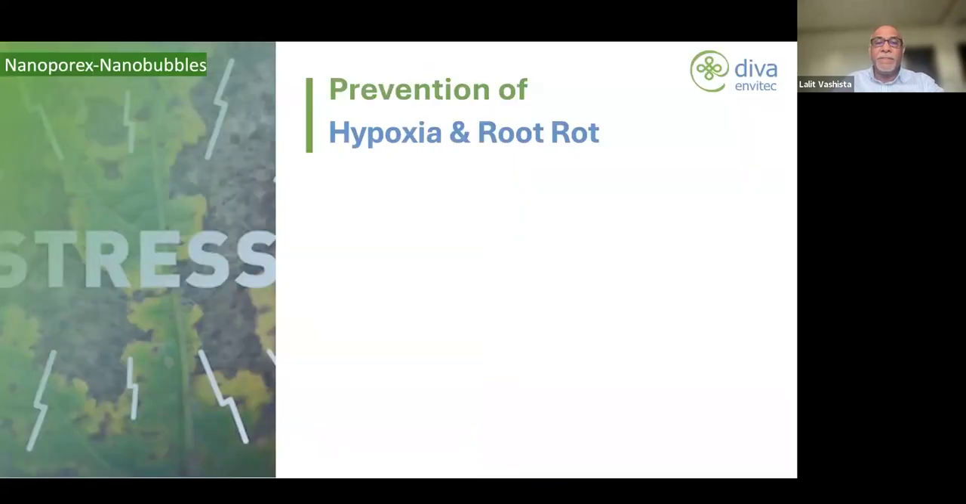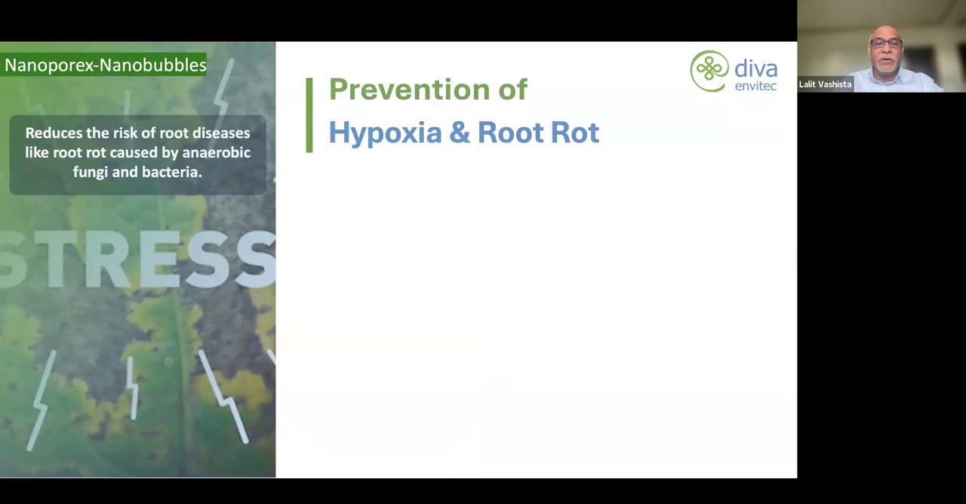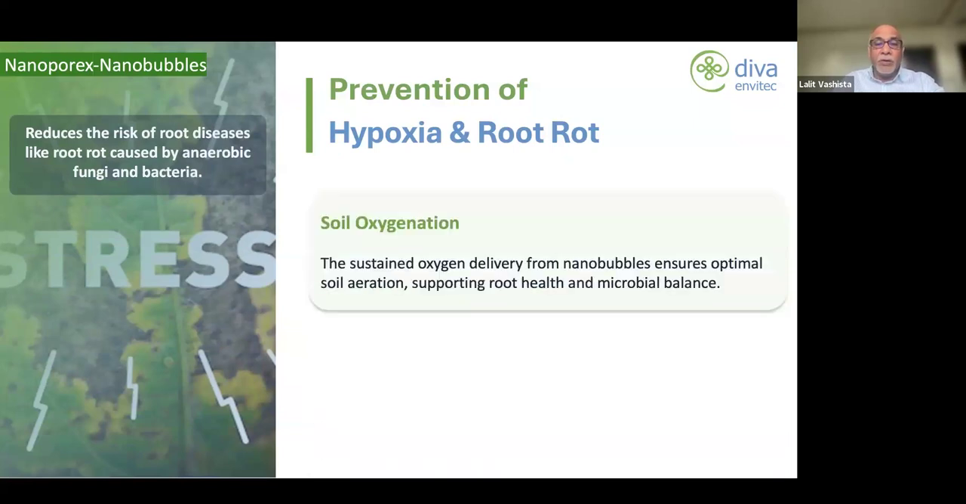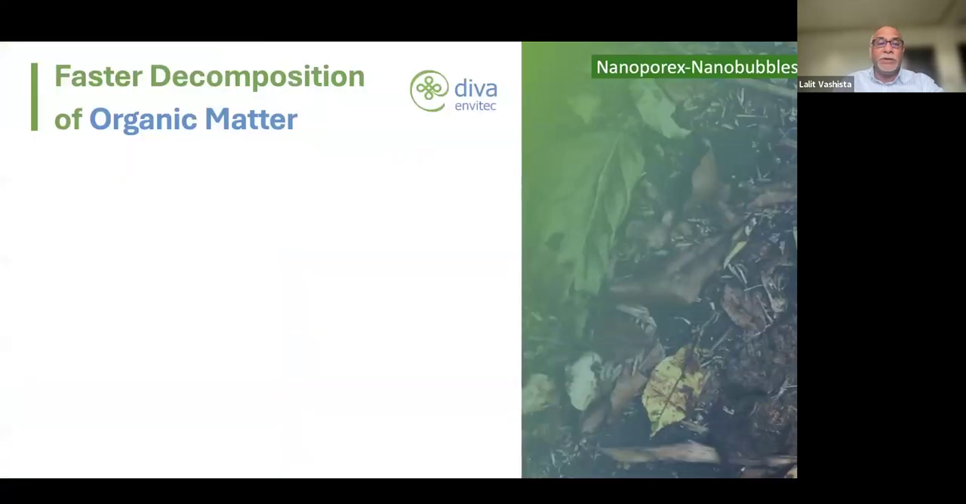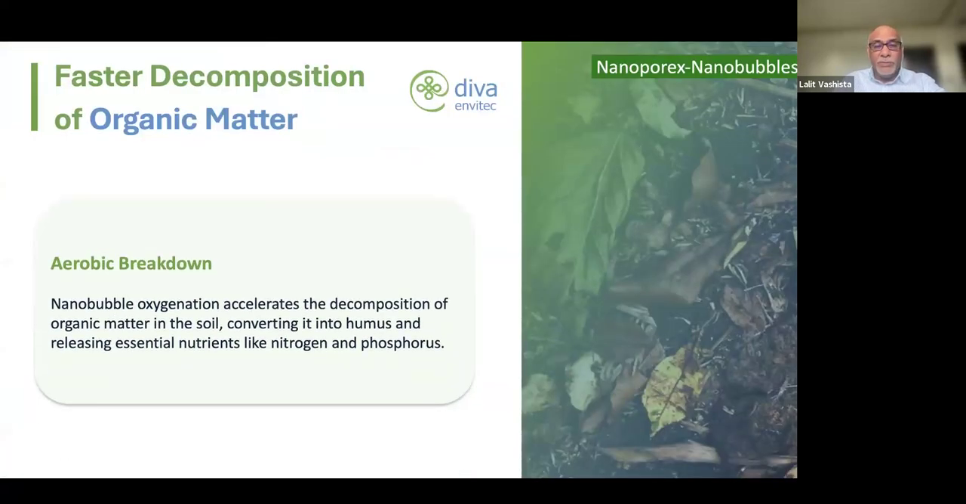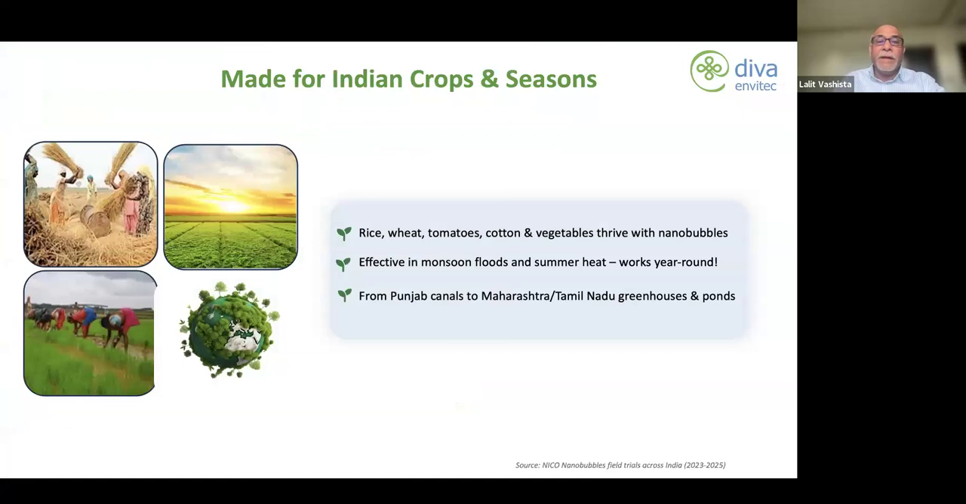Prevention of disease, hypoxia, which is called shortage of oxygen, and root rot. This root rot is a common problem in these plants. Sustained oxygen delivery from nanobubbles ensures optimal soil aeration. Nanobubbles prevent formation of waterlogged, oxygen-deprived zones where pathogens thrive. Faster decomposition of organic matter.